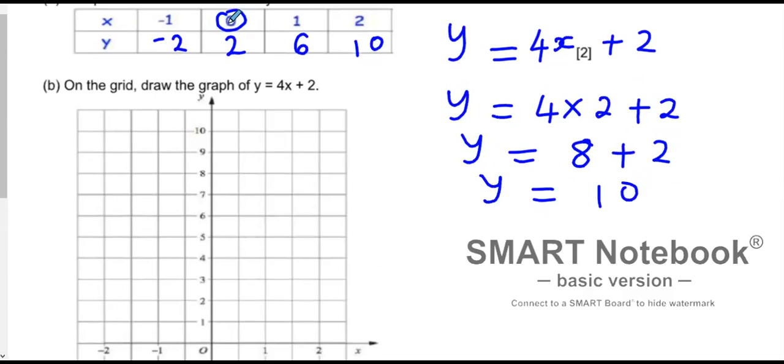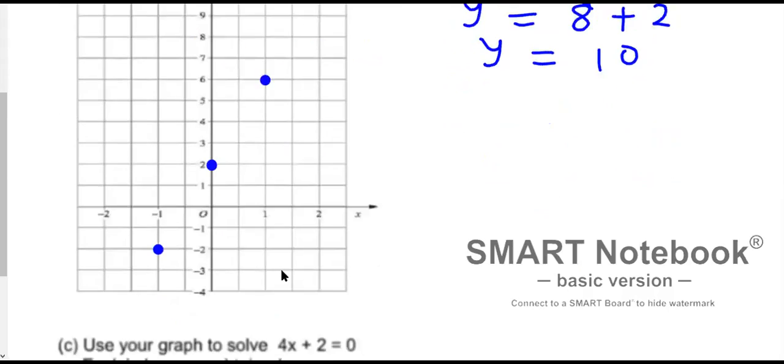X is 0, y is 2. So it will be somewhere there. X is 1, y is 6. So it will be somewhere there. And x is 2, y is 10. So it will be somewhere here.